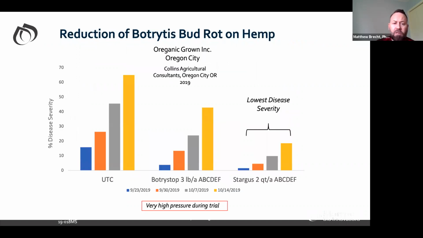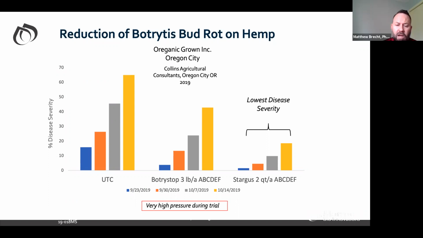Okay, so another story. How does Stargus work as compared to something like Botry Stop? Botrytis Stop is a product that's been around for a long time, and it was one of the very few products many years ago that we had at late flower that you could put on for cannabis. It works to a certain extent, but you can see that Stargus has even better efficacy at the end of our trial. We put it out at 2 quarts per acre.